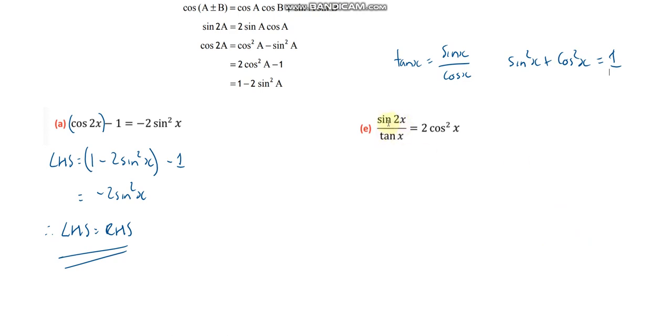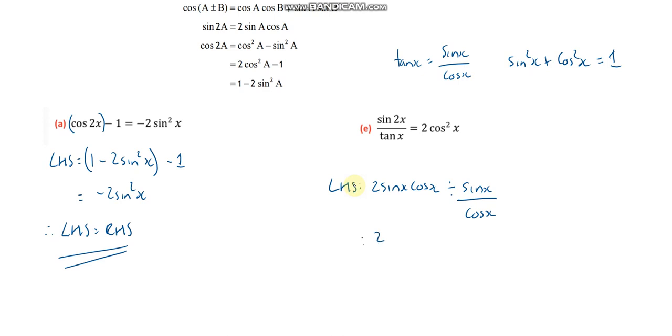Okay, so let's look at this side then. Sine 2x and tan x. Okay, so I've got cos on that side. Well, actually, I've got nothing. I can only turn that into this one. So that's going to give me 2 sine x cos x. And if I divide it by tan x, I'm dividing it by sine x over cos x. So that's what my left-hand side is equal to.